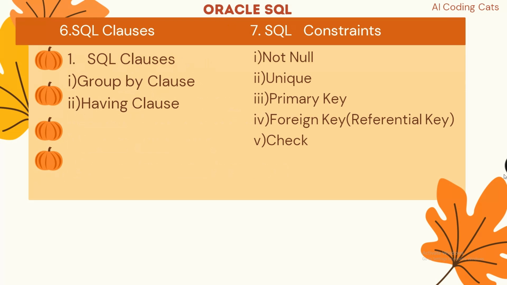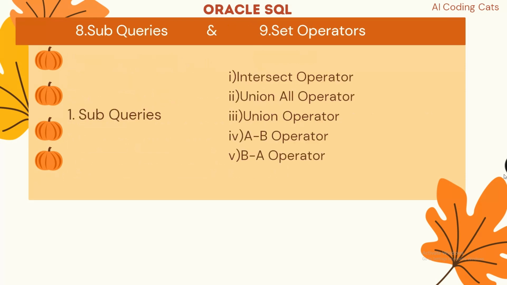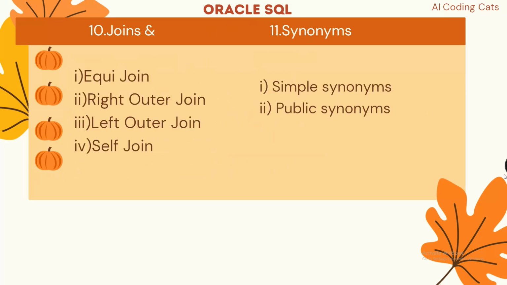The seventh topic is constraints. What are the constraints? For example, while creating a table, you need to specify these constraints: not null, unique, primary key, foreign key, check, like this. The eighth one is subqueries: how to write a query inside a query. This is called a subquery. The ninth one is set operators. What are the set operators? Like intersect, union, union all, A minus B, B minus A. All this we will discuss.